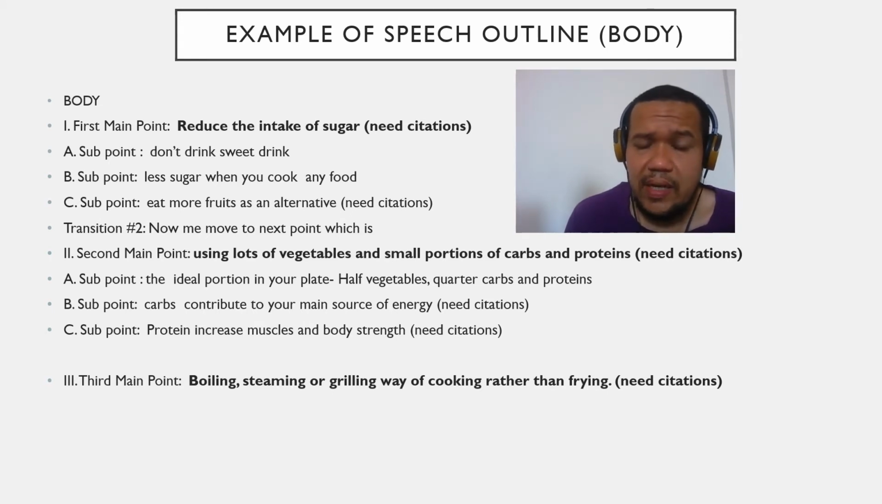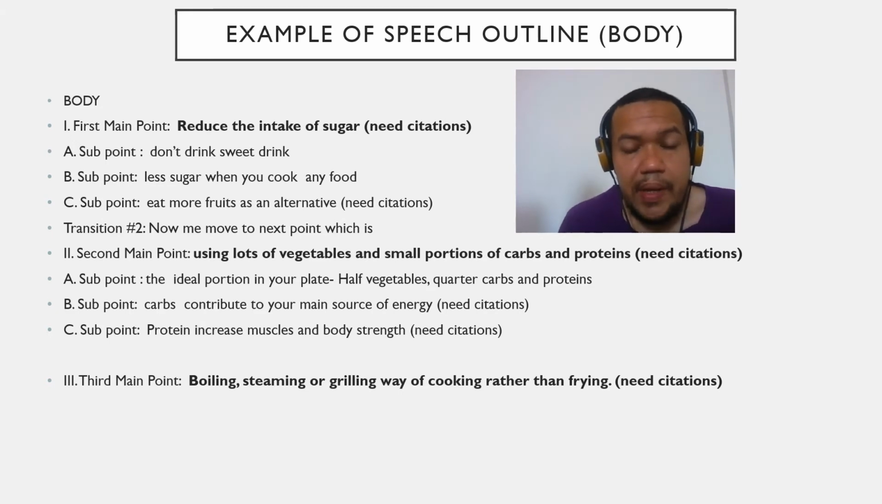Basically, in the second and third sub points, I'm writing about the benefits of carbs and protein, because the main idea we're talking about is carbs and protein. You can also add the benefits of vegetables if you want to, but in this case I don't want to, because I don't want too many sub points. So first I'm talking about the right measurement of the ideal portion, second the benefit of carbs, and third the benefit of protein.